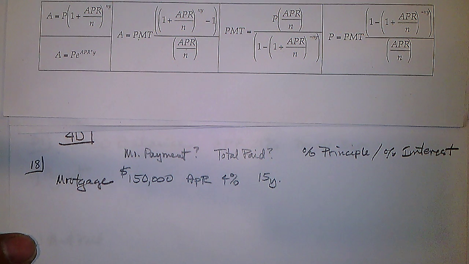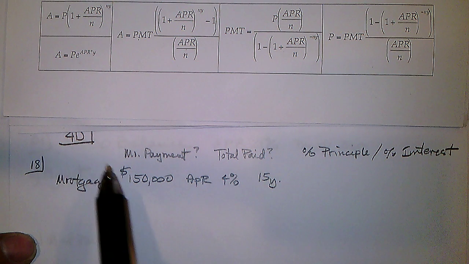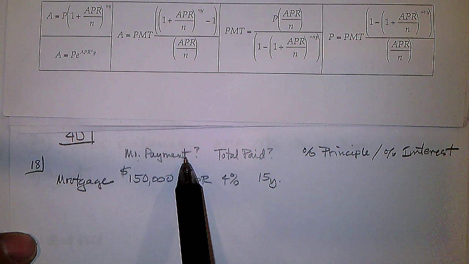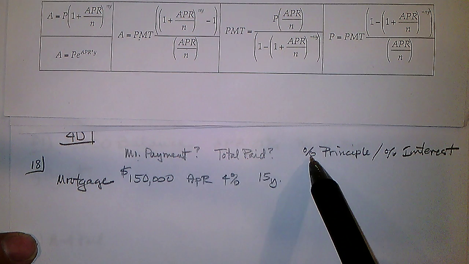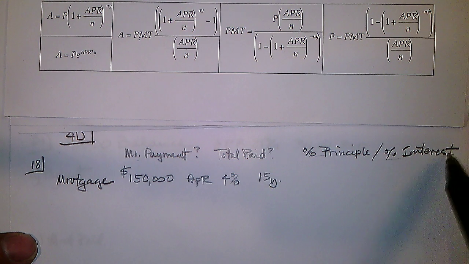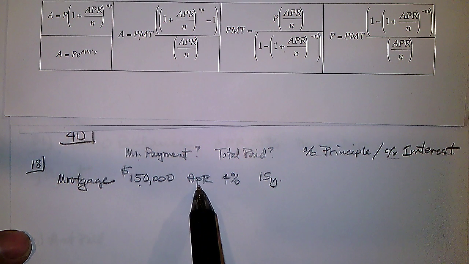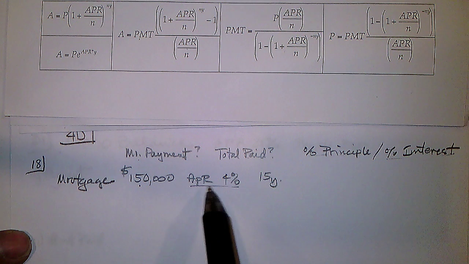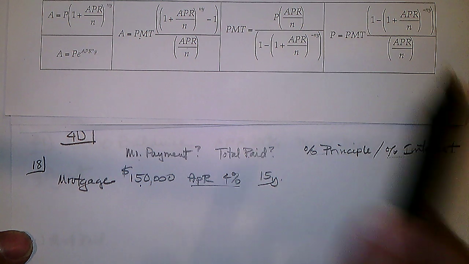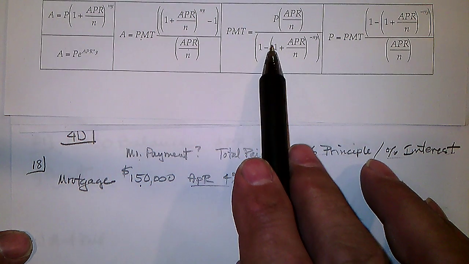4D, the first question we're going to do, 18, asks us how much is the mortgage payment, the total paid, and the percent that's on principal and percent paid on interest. If we have a $150,000 mortgage with an APR of 4% for a 15-year mortgage. So here is the payment formula.